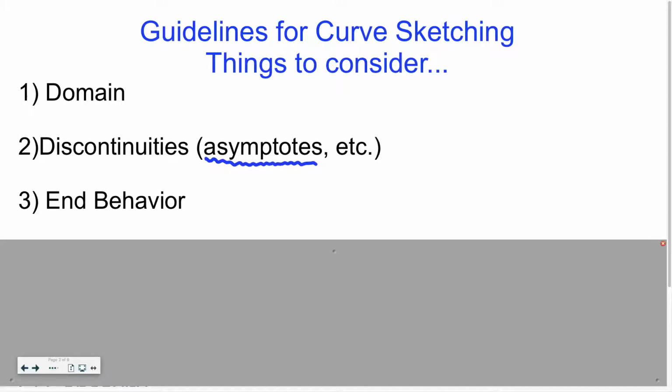Okay? This could be a polynomial where we try to figure out the leading coefficient test. This could be a rational where we're trying to describe the horizontal asymptote. It could be a number of different things.